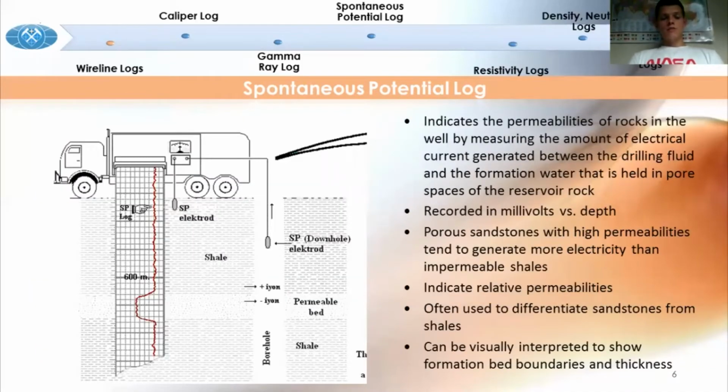Spontaneous potential log. Porous sandstones with high permeabilities tend to generate more electricity than impermeable shales. So using the spontaneous potential log, we can indicate the permeabilities of rocks in the well and visually interpret it to show formation, bed boundaries, and thickness.